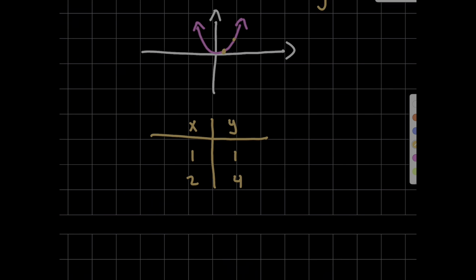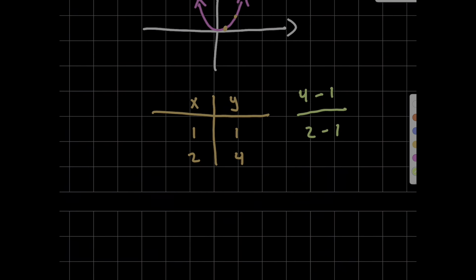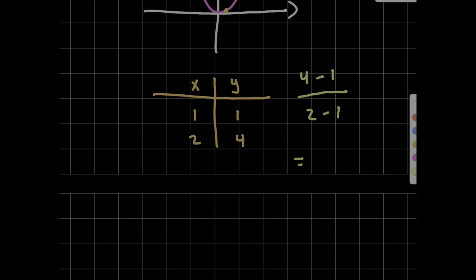Well, we know that for slope, we talk about rise over run. And so you would basically take this y value, 4, minus the original y value of 1, all divided by the same idea, but now subtracting the x values. So 2 minus 1. So the slope of the line connecting the points (1, 1) and (2, 4) would basically be 3. But that doesn't say anything yet about the derivative.